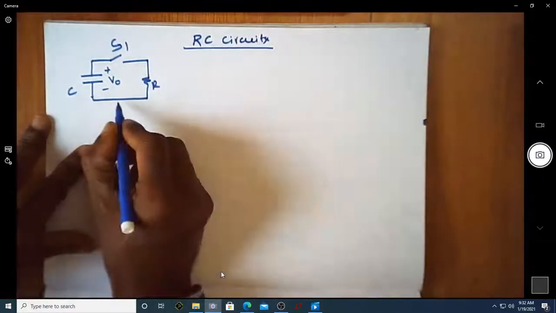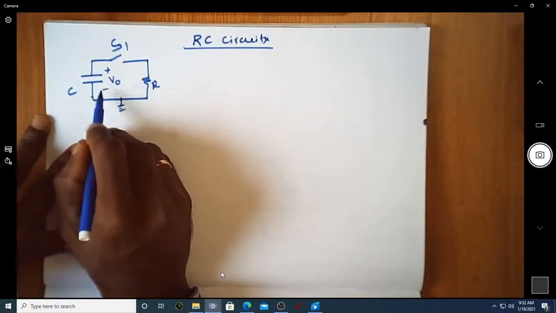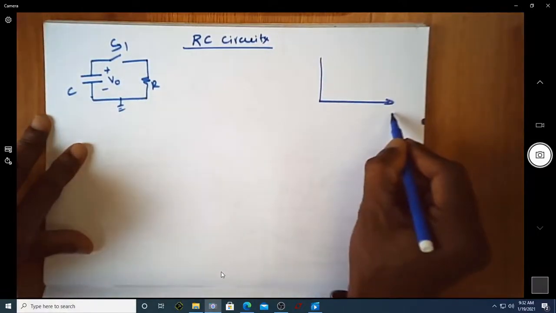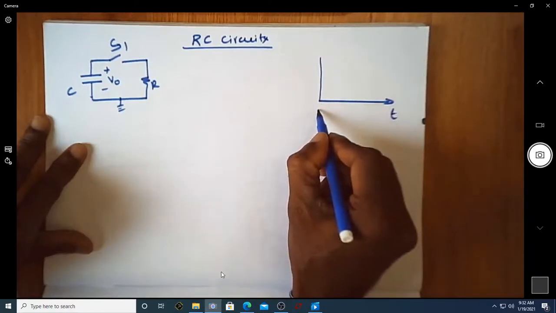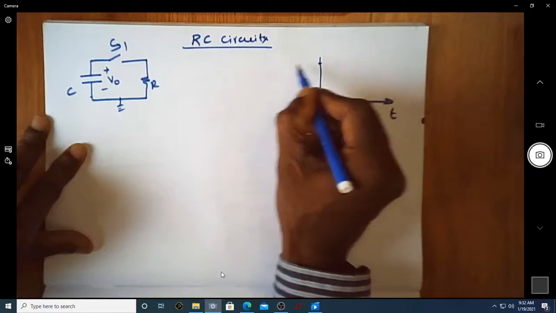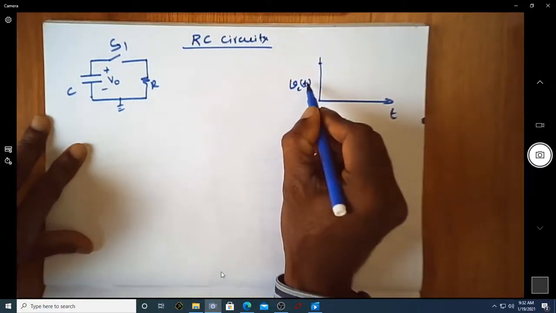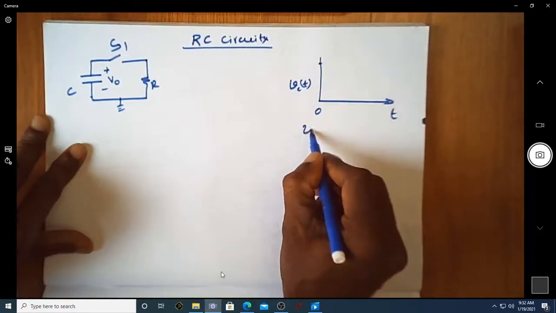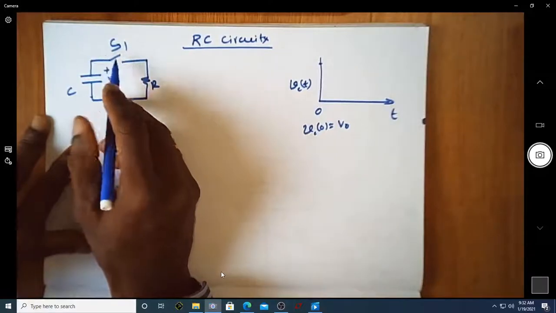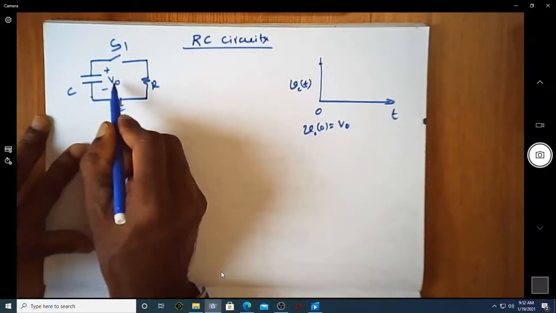So we want to just analyze how the capacitor voltage behaves as the switch is closed. So from t is equal to 0, if I say this as Vc of t, when t is equal to 0, then Vc of 0 is equal to V naught, because when the switch is open the capacitor voltage is actually V naught. That's what we are assuming.